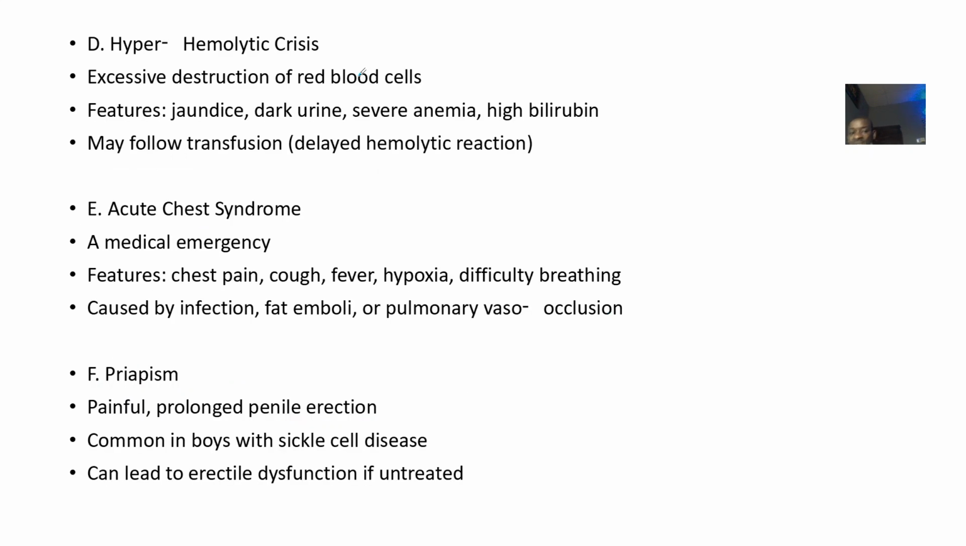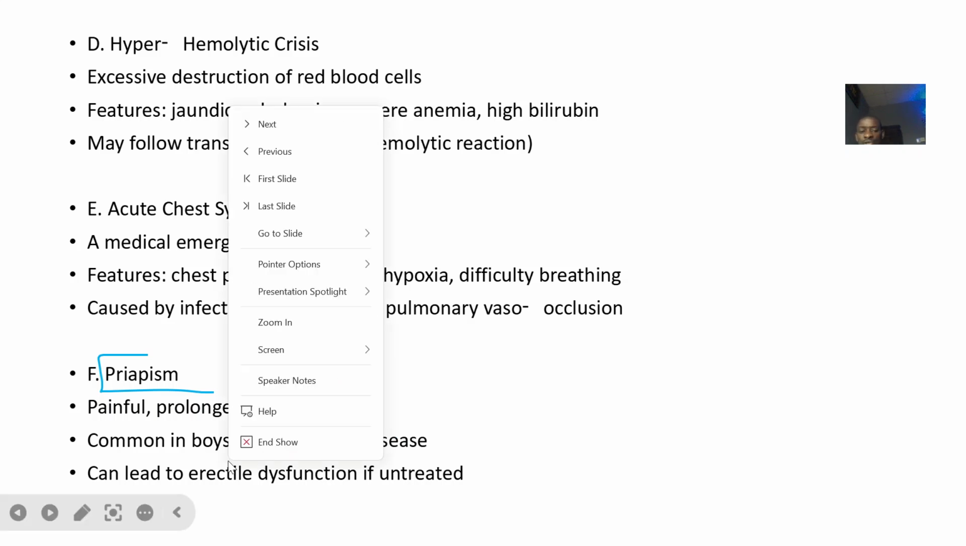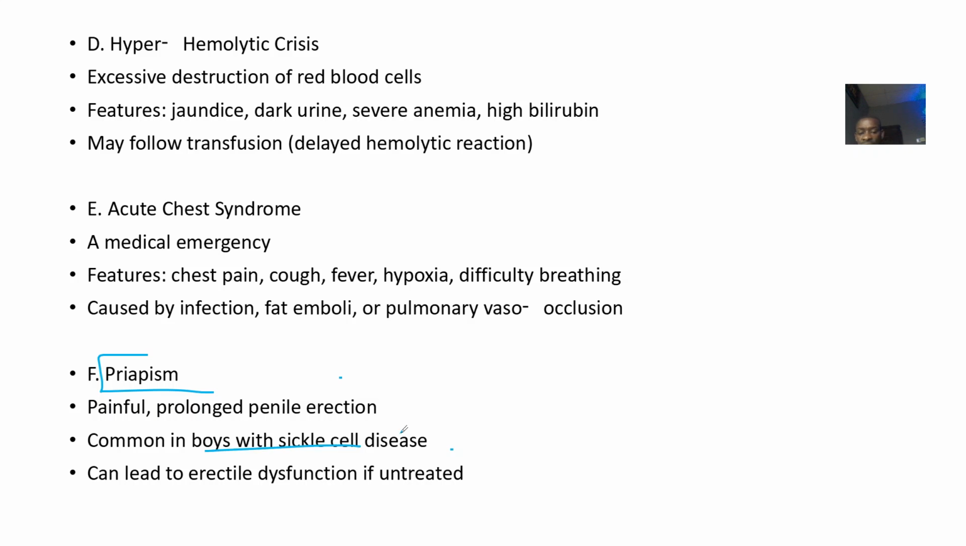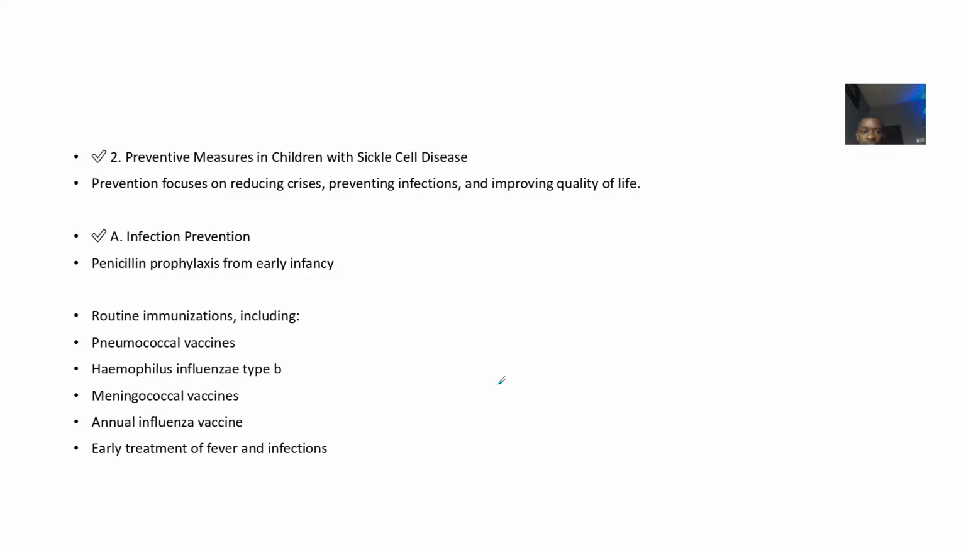Then we have the hyperhemolytic crisis. In this one, there's so much breakdown of red blood cells, so the child has intense jaundice, dark urine, severe anemia, and high bilirubin. Then the acute chest syndrome, that's when there's chest pain, cough, fever, low oxygen, and difficulty breathing. Then priapism, where you can have a painful prolonged penis erection. It's common in boys that have sickle cell disease, and can actually lead to erectile dysfunction too.